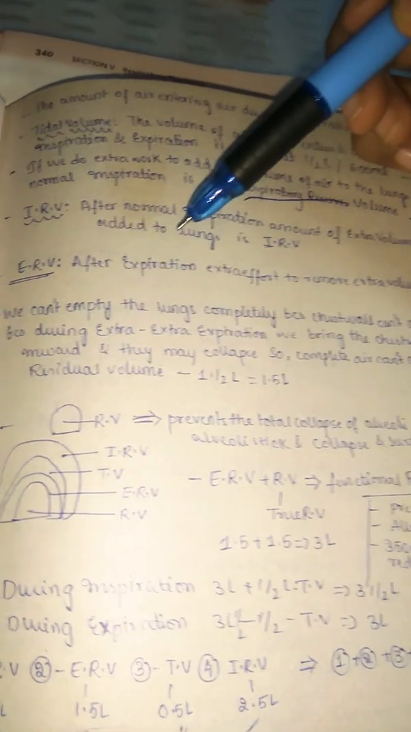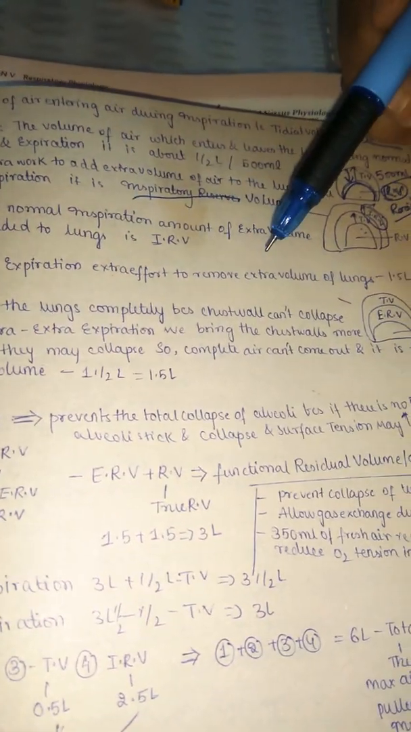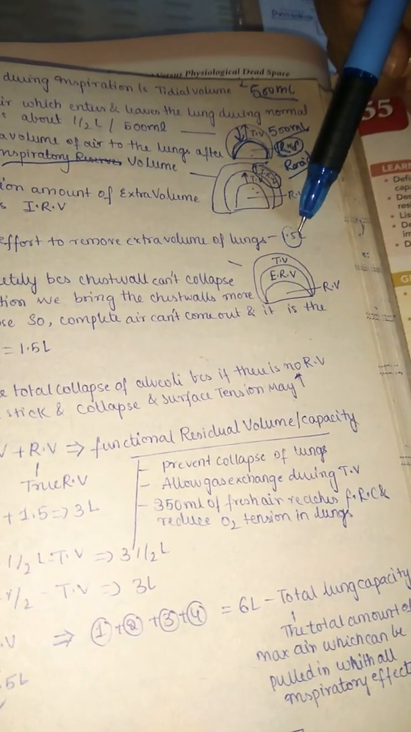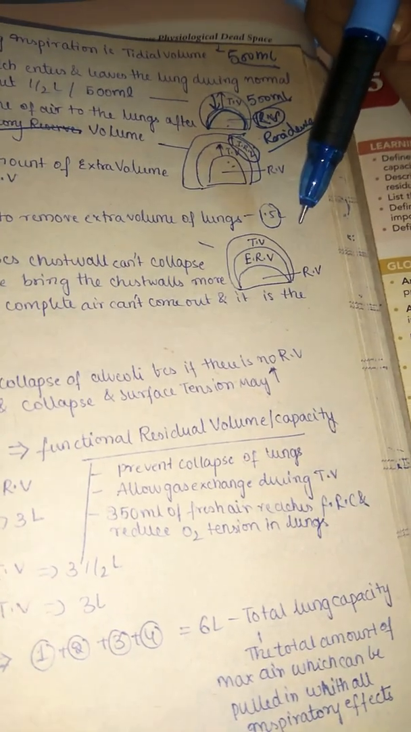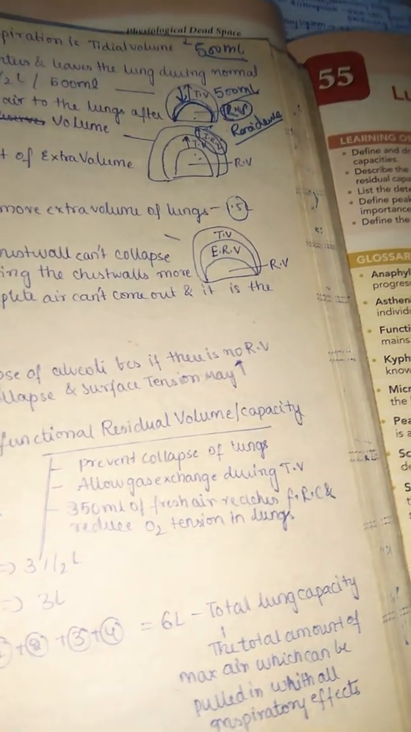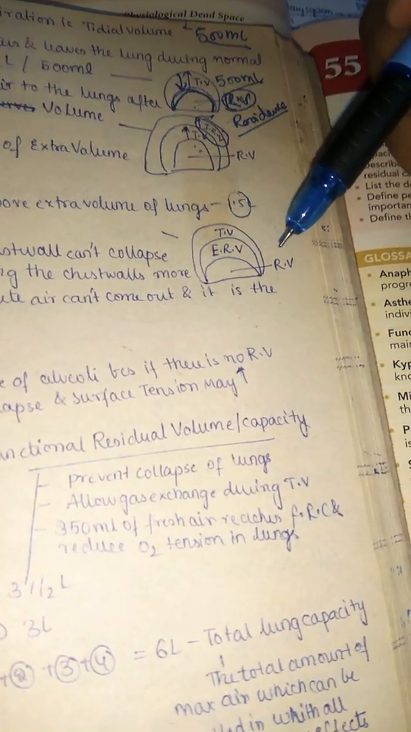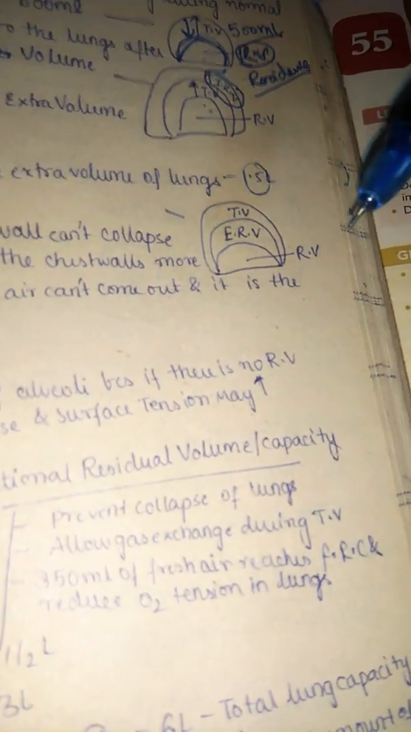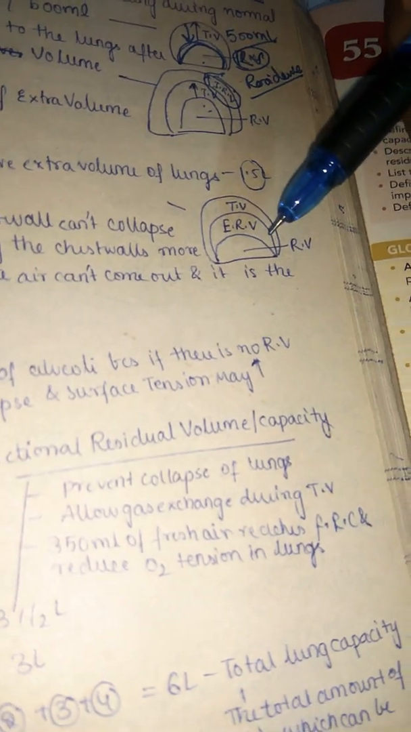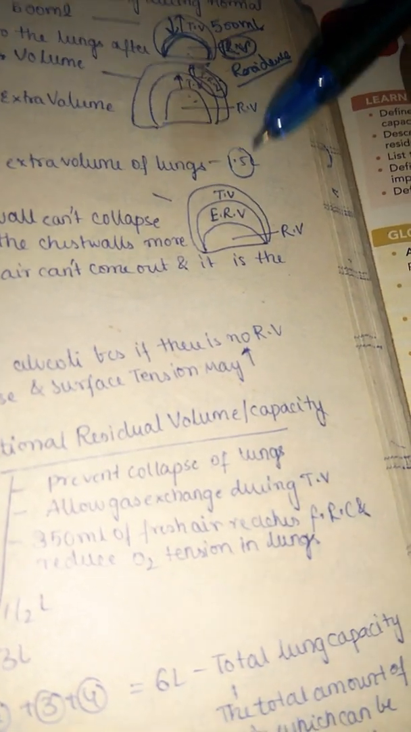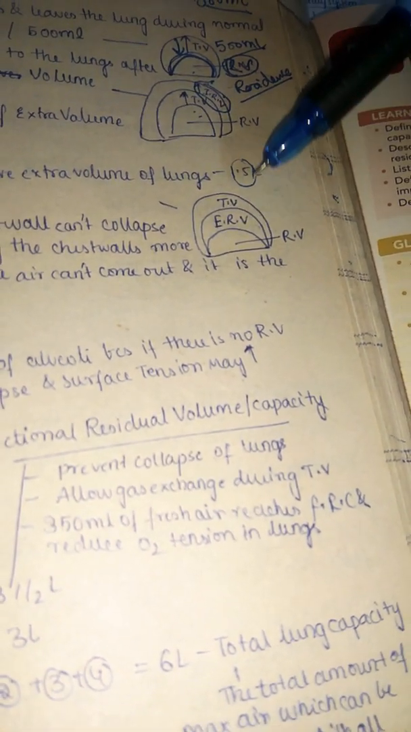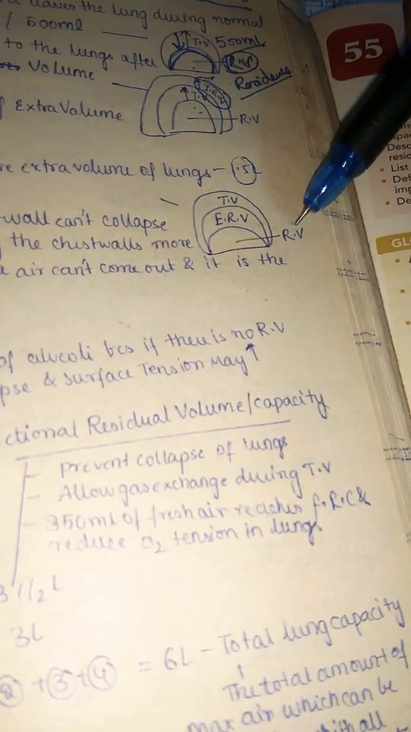After expiration, the extra effort to remove extra volume from the lungs, that is 1.5 liters, is called expiratory reserve volume. So now we have understood the inspiratory reserve volume. Sometimes we try to remove excess air, like in activities such as exercises, we try to remove more air from our lungs, and that is called expiratory reserve. Always remember, even if you try to remove more air from the lungs, you cannot remove the residual volume, you may only remove the expiratory reserve volume.